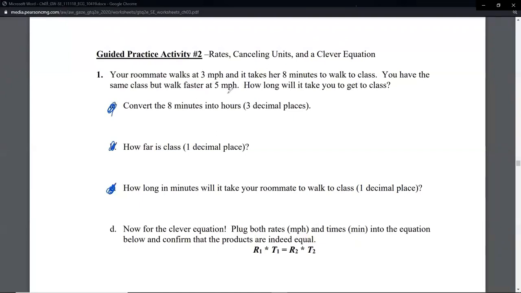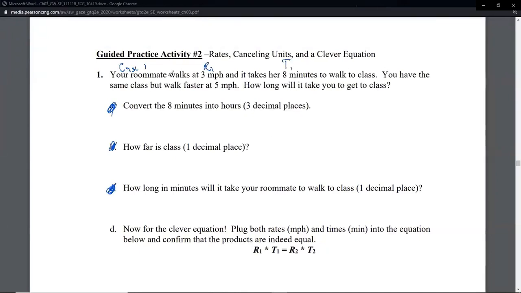So we're going to take the 3, the 8, and the 5 and just plug them in here. I am going to use the annotate for simplicity's sake. So there's two cases here, and that's what the little ones and little twos are for. Case one, case two. Case one is you. So this 3 miles per hour, that's your rate one. This 8 minutes, that's your time one.